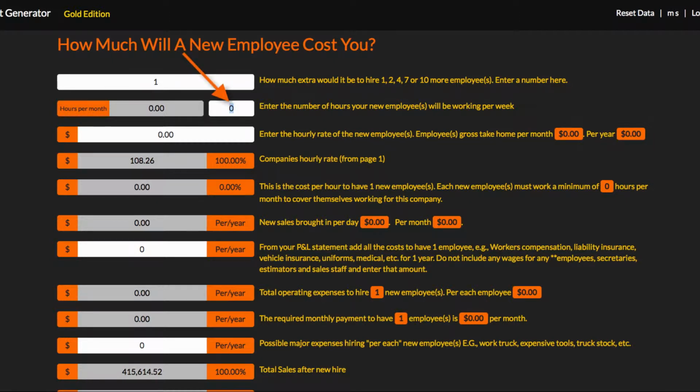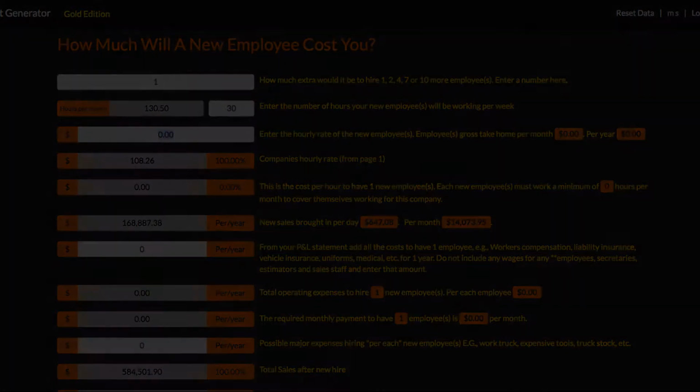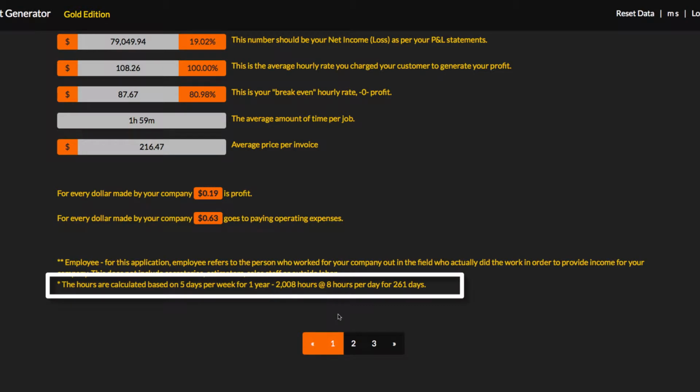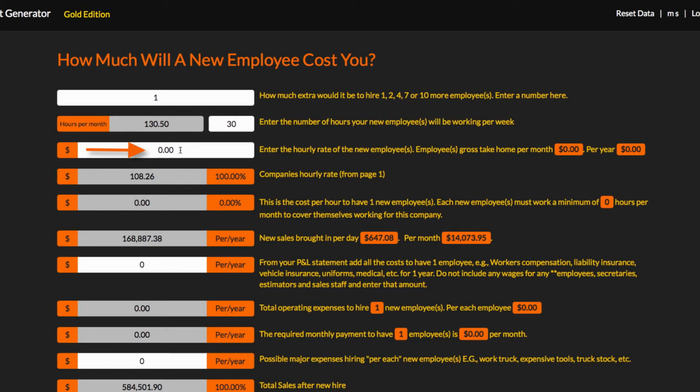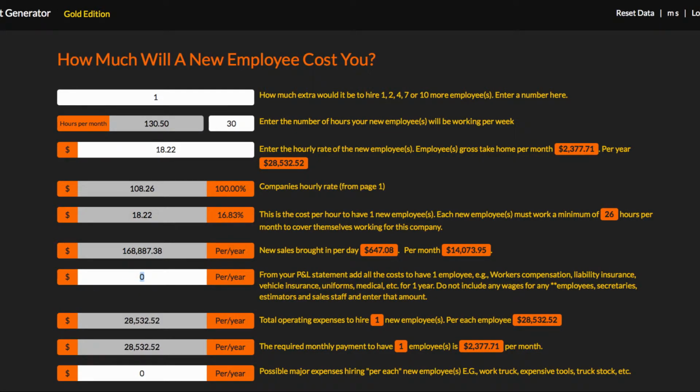The next box down, we want to enter the number of hours our new employee will be working per week. So, let's put in 30 hours for now. If you notice in the box to the left, it says the hours per month as a reference. Keep in mind that the hours per month calculation is based on the notes at the bottom of page 1 of the profit generator. The third box down, we need to enter the hourly rate of this new employee. Let's be specific and enter $18.22.